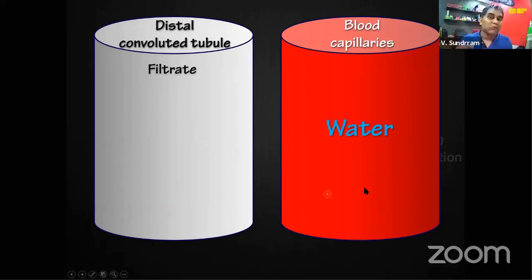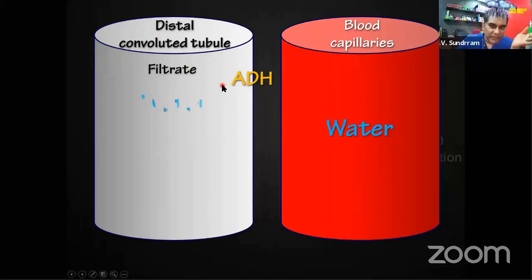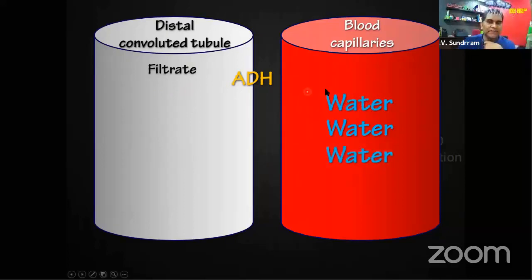How to do that? That's where ADH comes in. When ADH arrives at the kidney, it only functions in the distal tubule and collecting duct. What will the ADH do? It will make more water be reabsorbed, because the blood doesn't have enough water. When you reabsorb more water, any homeostasis answer must have a happy ending: osmotic pressure decreases back to normal. That's your 5 marks.